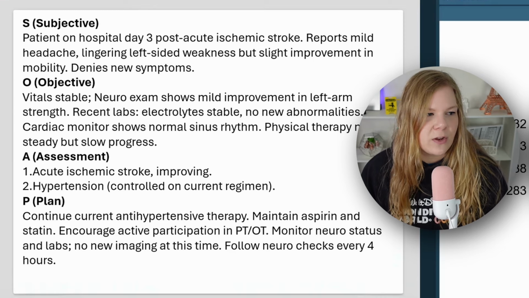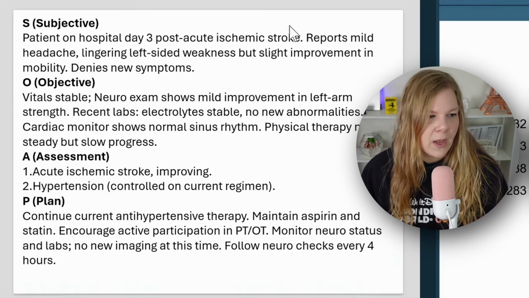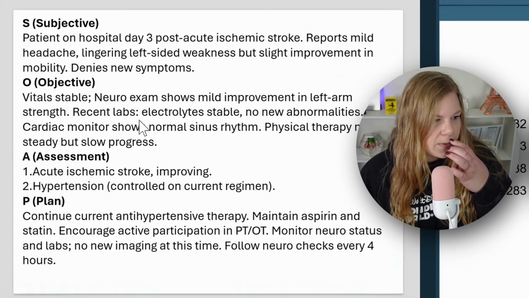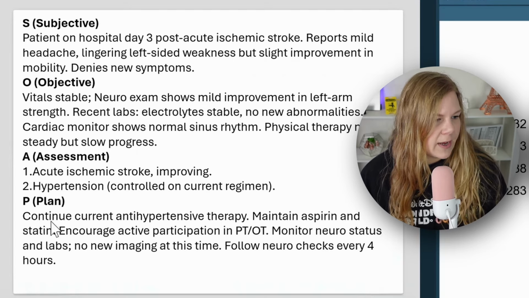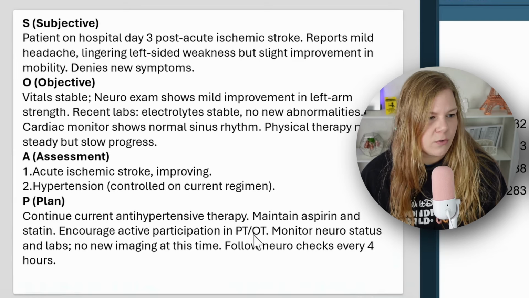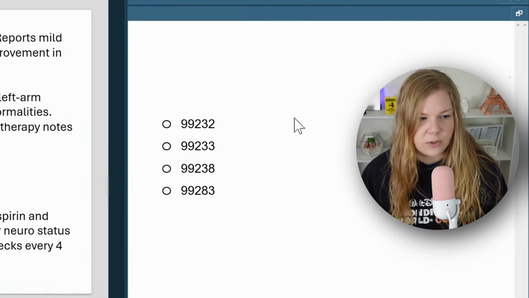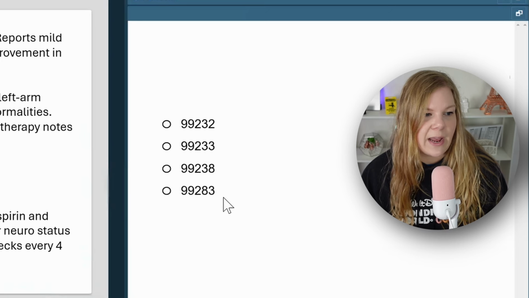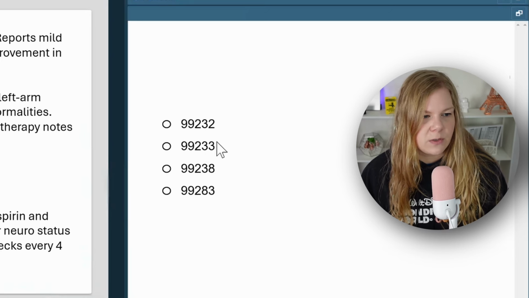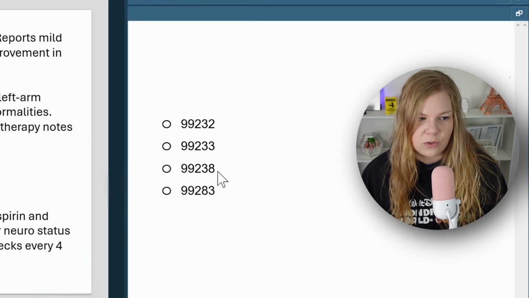So this says the patient is on hospital day 3 post acute ischemic stroke. And they have a mild headache, they have some left side weakness, slight improvements, they don't have any new symptoms, vitals are stable, they have an improving stroke, they have hypertension, and they're continuing with their current therapy. So we have a couple of different options here. We have the 99232, 99233, 99238, and 99283. So these two are subsequent hospital visits. This one is a discharge. And this one is an emergency department.